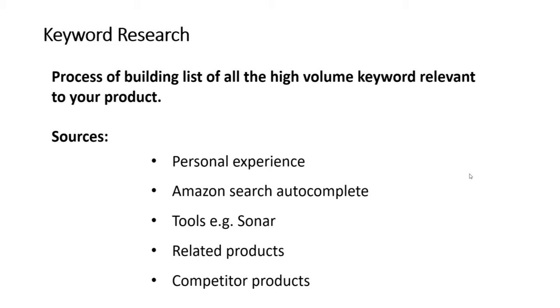Keyword research is the process of building a list of the high volume keywords relevant to your products. These keywords can then be included in your product listing content, and so the products stand a chance for appearing ranked for that search query. There are a number of sources which can be used to generate keywords. The first is personal experience. Using your knowledge of the market, you will know what keywords people will probably be using to search for products.